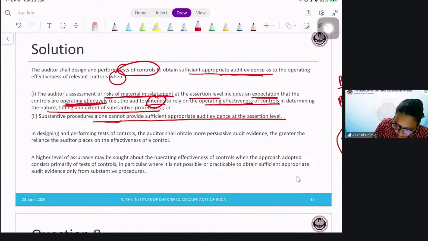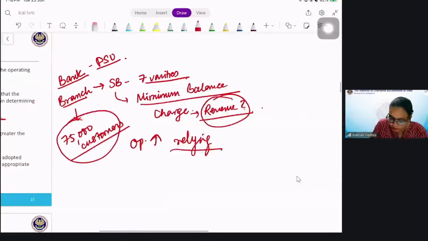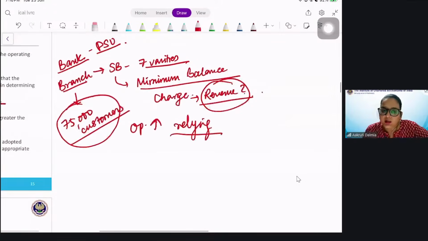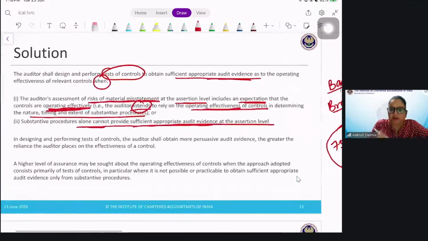Substantive procedures alone are not enough. Do you think that by checking just a sample and doing substantive procedures, I can finish the job? I can't. So do I have to rely on internal control effectiveness? Yes. Your work is such that you cannot rely only on vouching. Your work demands that you analyze the internal control. So in that situation, the auditor will test the operating effectiveness of the control. So there are two situations in which you have to test the effectiveness: when the auditor wants to rely on that effectiveness and when the substantive procedures alone are not enough.